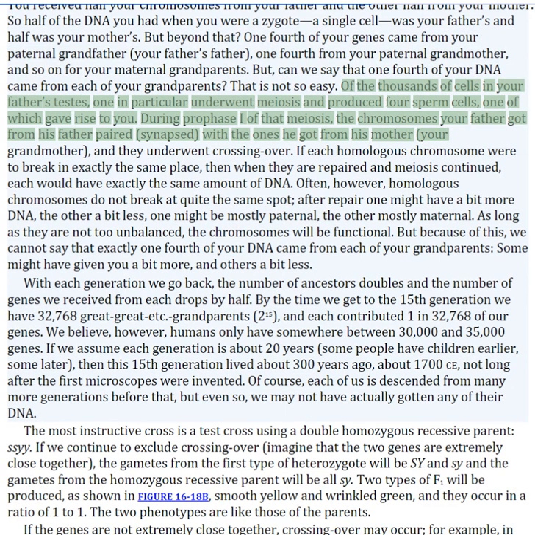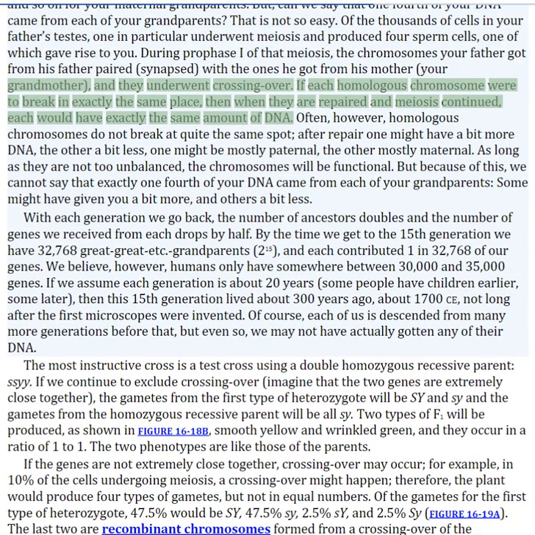Of the thousands of cells in your father's testes, one in particular underwent meiosis and produced 4 sperm cells, one of which gave rise to you. During prophase I of that meiosis, the chromosomes your father got from his father paired with the ones he got from his mother, your grandmother, and they underwent crossing over. If each homologous chromosome were to break in exactly the same place, then when they are repaired and meiosis continued, each would have exactly the same amount of DNA.